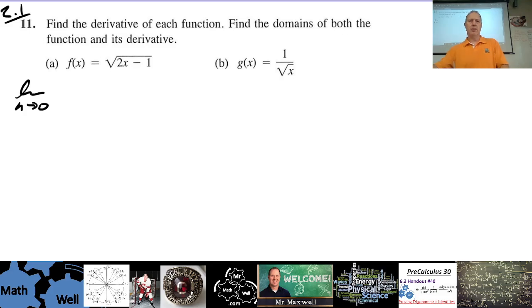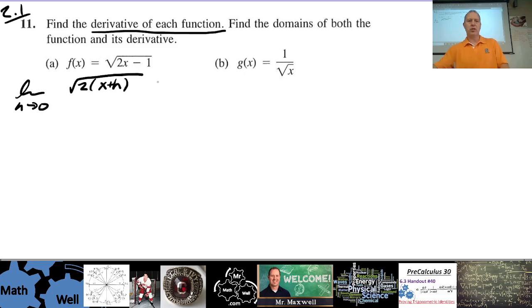So if it says find the derivative of each function and that's it, that means we're looking for an expression. We're not looking for an actual value, because they would give us at a equals 2 or at x equals 5 or something like that. So it's just the function itself. So we're going to go root 2 and we're going to go x plus h, because we're just going to use x instead of a, because we'd have to change x to a anyways later. So we'll just do root of 2(x plus h) minus 1 minus root 2x minus 1, all over h.